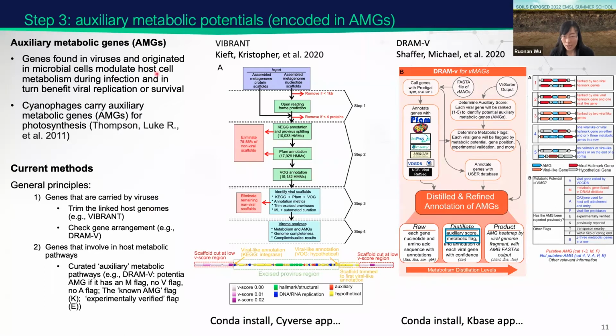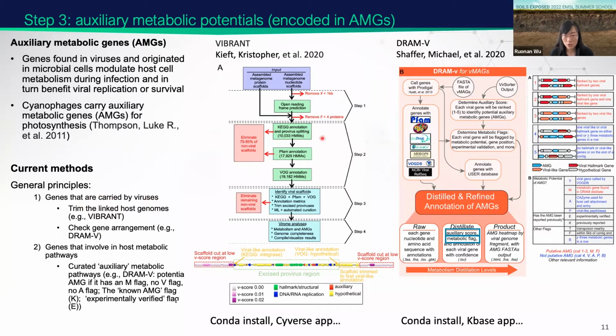So from the definition of the AMGs, you probably already know the two main steps of detecting AMGs carried by viruses. First, we need to make sure the gene candidates are from the viral region rather than the linked host genomes. VIBRANT and DRAM-v here are the tools that are widely used for detecting AMGs.